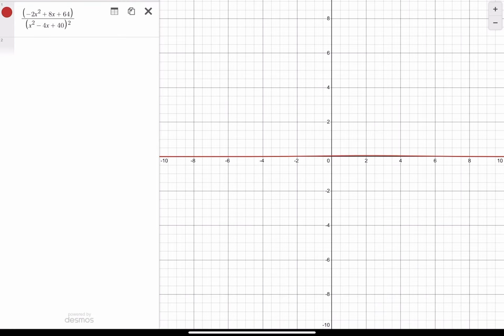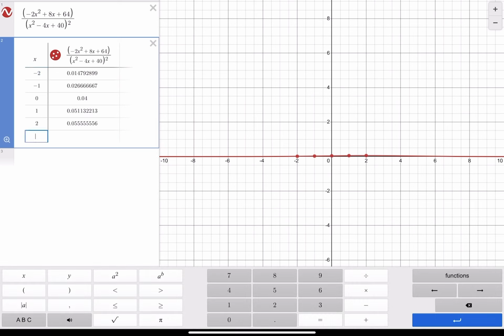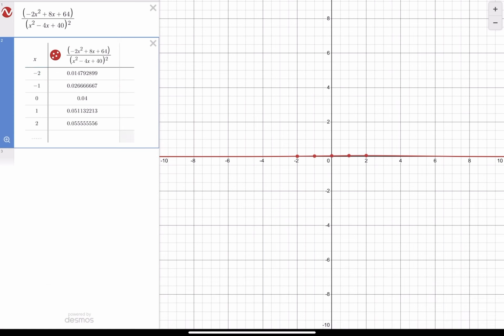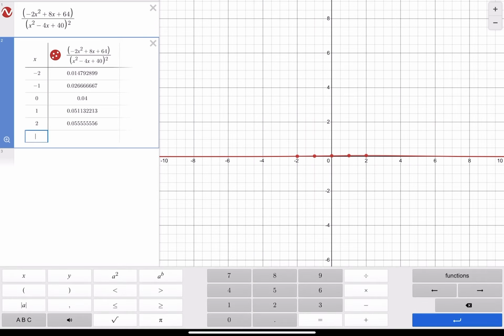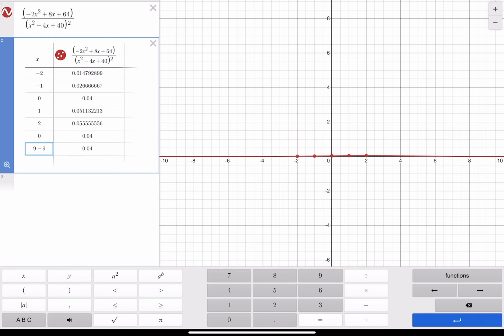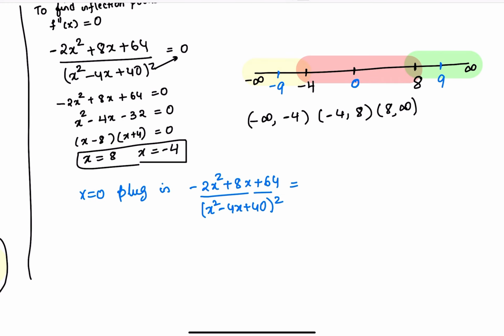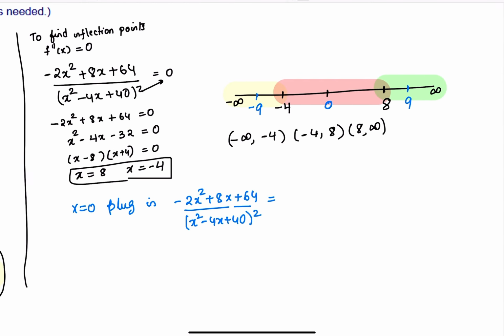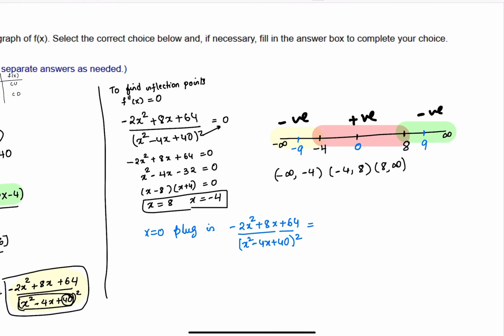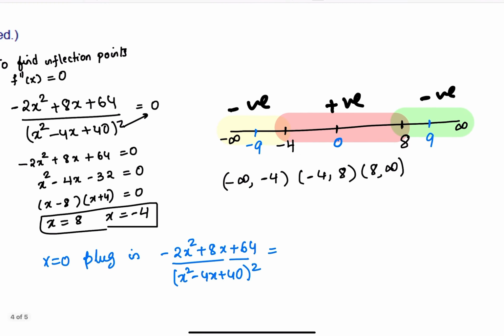And all I'm going to do is look at the table here. When I plug in 0, I'm just looking at whether it's positive or negative. I get a positive. When I plug in +9, I get a negative. When I plug in -9, I still get a negative. So technically, I'm not looking for the numbers. I'm just looking at this is positive, this is negative, and this is negative.